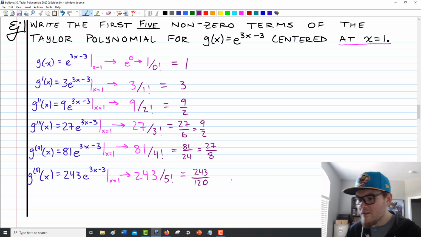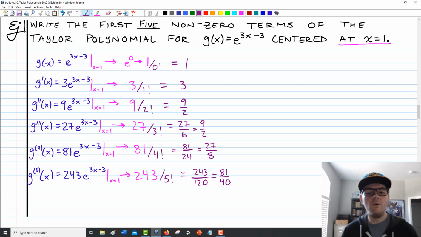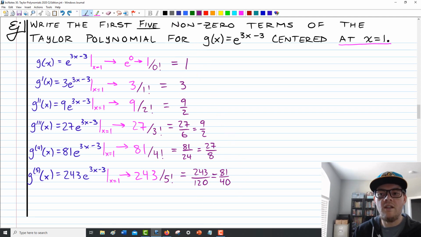I can probably figure it out. Did I even write it in my work? I guess I have it somewhere, but I don't know. Divide by 3 again, I think. That'd be 81 over 40. Yeah, there we go. 81 over 40. So there it is. So we now have our coefficients. Obviously, some took some work to get there.